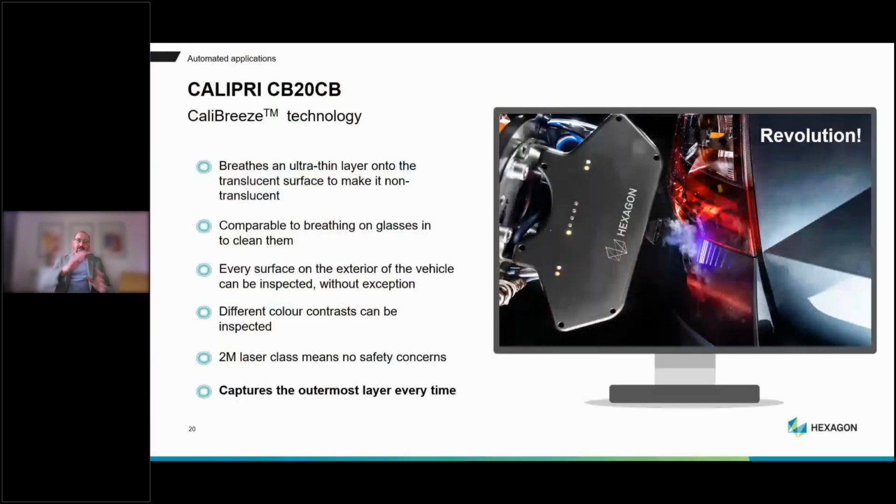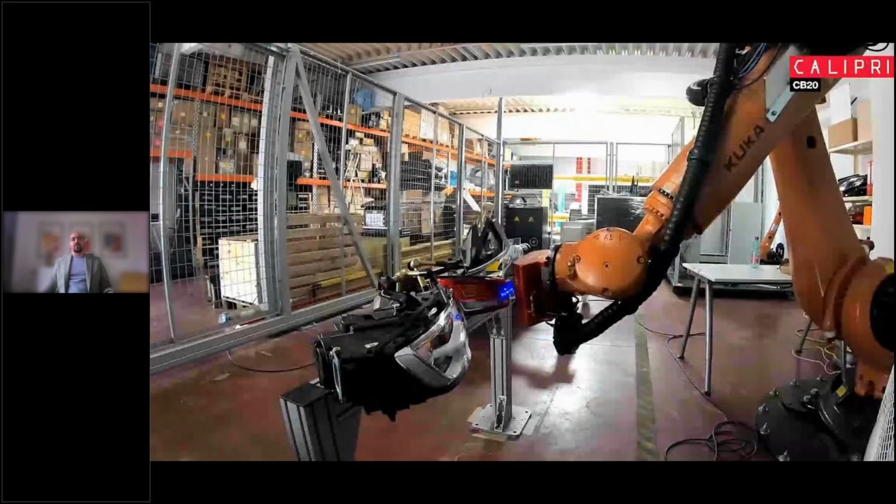And also, and this is very important, we capture the most outermost layer every time. So we make sure that we don't penetrate the surface, but we always measure on the most outermost layer, again, guaranteeing repeatable results. So how does that look in action?